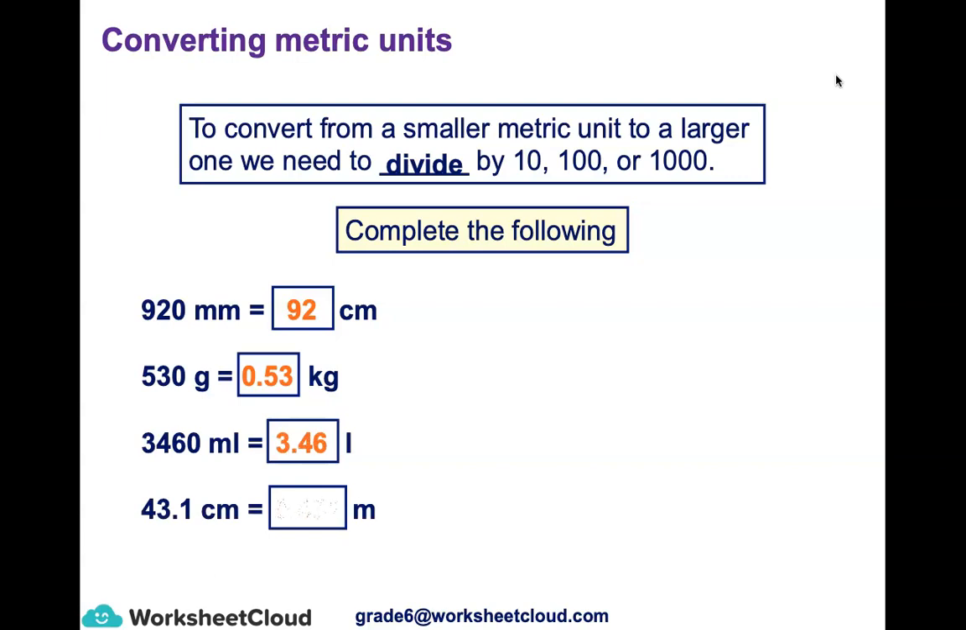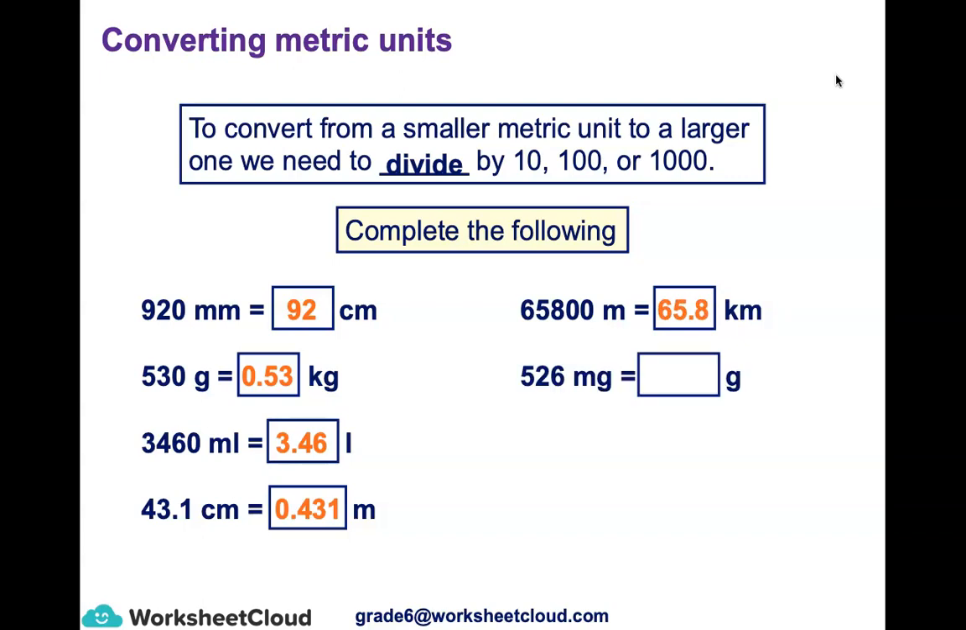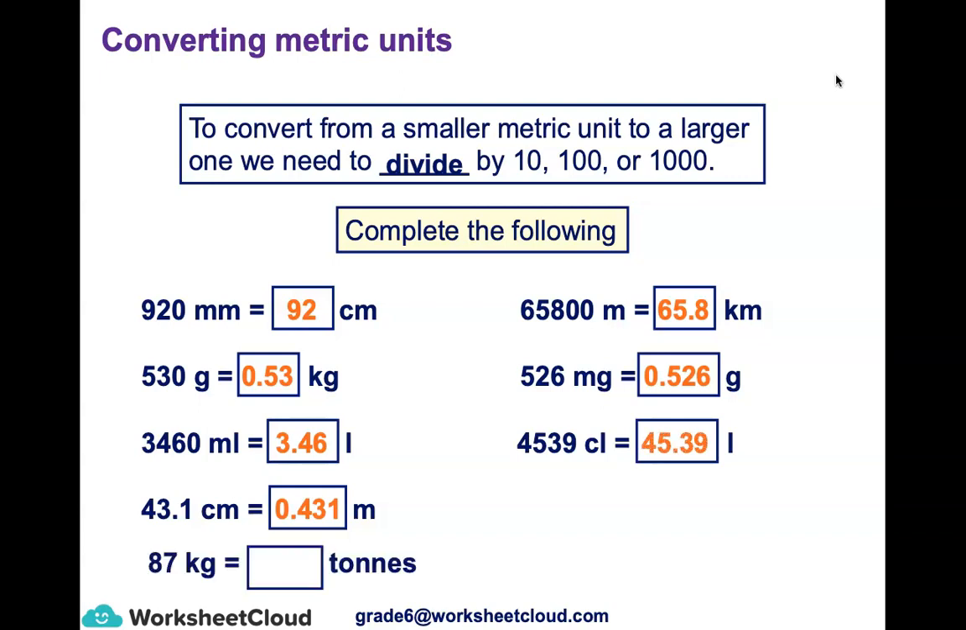Centimeters to meters, divide by 100. Meters to kilometers, divide by 1,000. Milligrams to grams, okay, you divide by 1,000 again. From centiliters to liters, you would divide by 10. And from kilograms to tons, you would divide by 1,000, and that would give you 0,087.